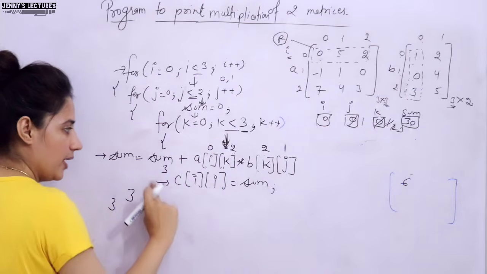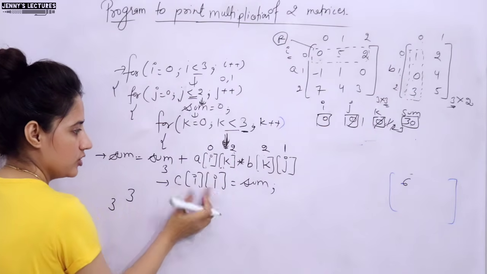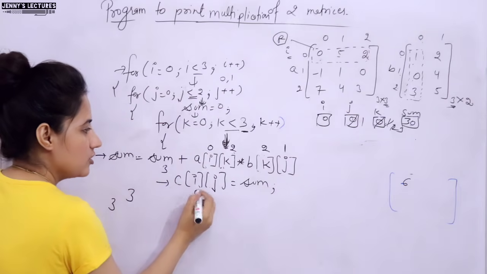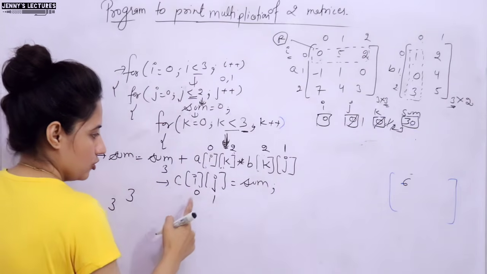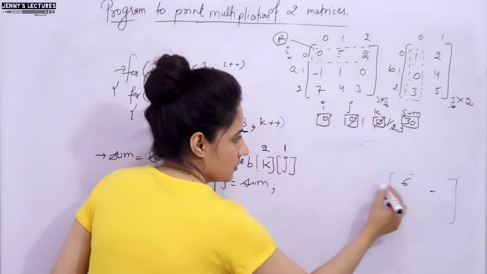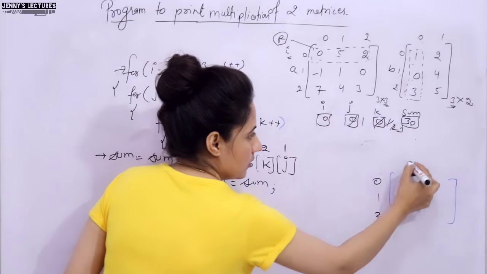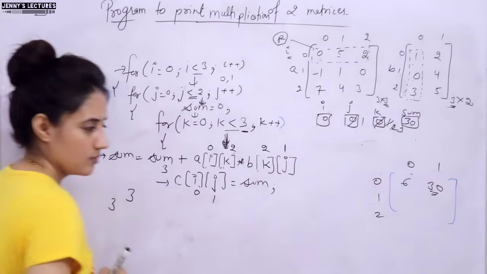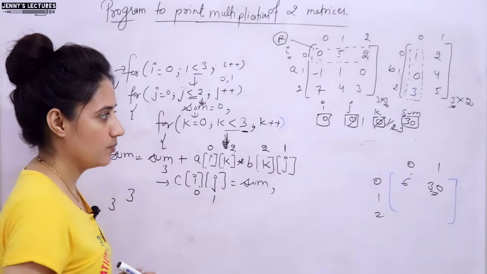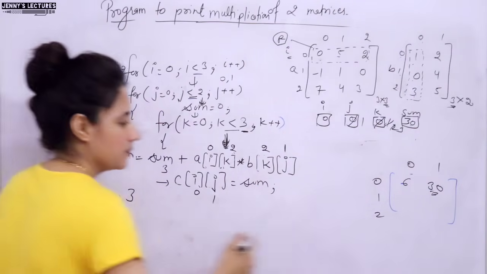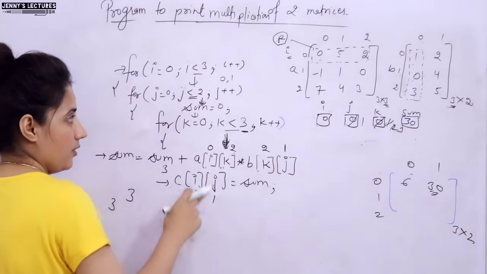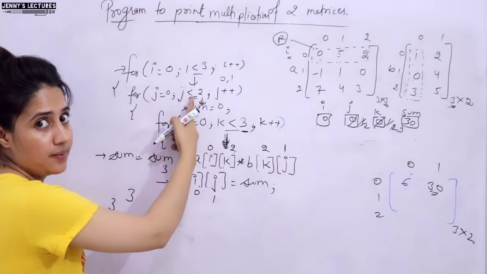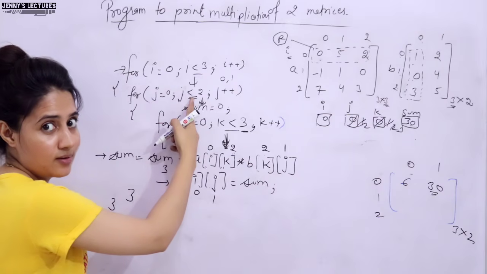Exit from the k loop, and now whatever the value in sum, we are going to store that value in C of ij. i is 0, but j is 1. So 0, 1, this index, 0th row and 1st column. So here we will store what? 30. So we got this second value, 30, right? So now again j plus plus, now j becomes 2, but the j condition is not true this time, right?